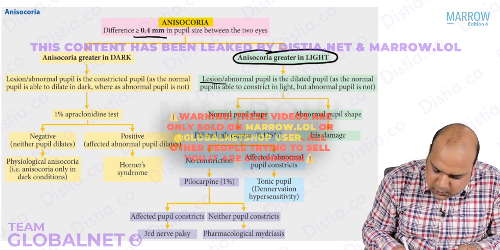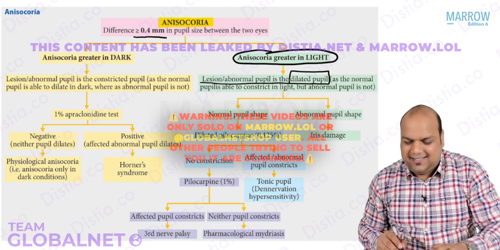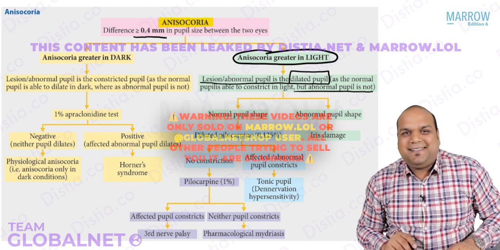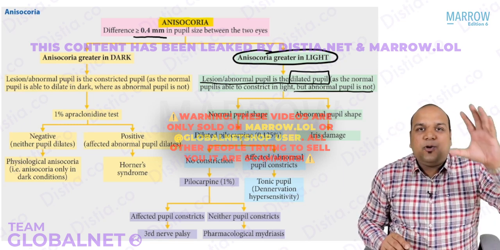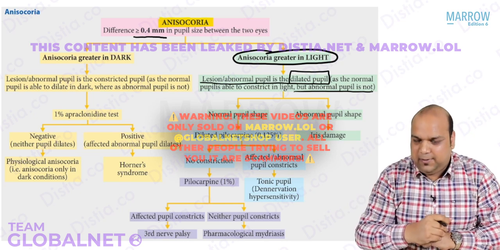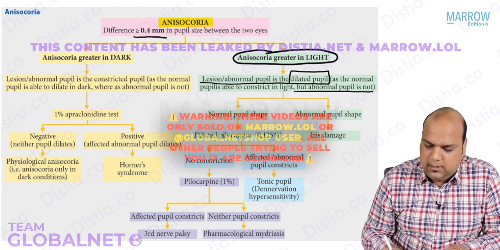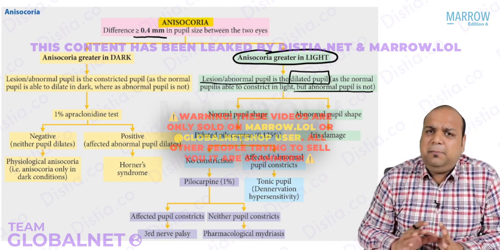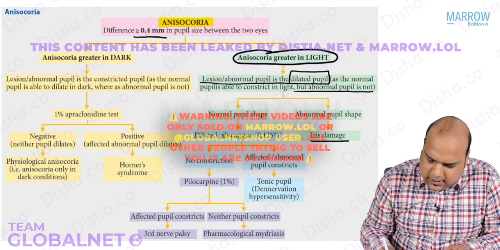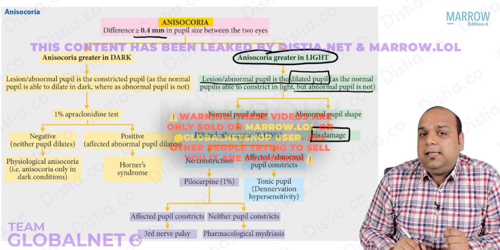The lesion, or abnormal pupil, is the dilated pupil because the problem is in constriction. The normal pupil is able to constrict in light, but the abnormal pupil is not able to constrict in light. Am I making myself very clear here, everybody? So normal pupil constricted, abnormal pupil not constricted. Dilated pupil is the abnormal pupil. Now, if such is the case, everybody, we see whether the pupil shape is normal or abnormal. If the pupil shape is abnormal, that means it must be a case of trauma to the iris, whether surgical or blunt trauma, but it has to be some kind of iris damage. Case closed, done.